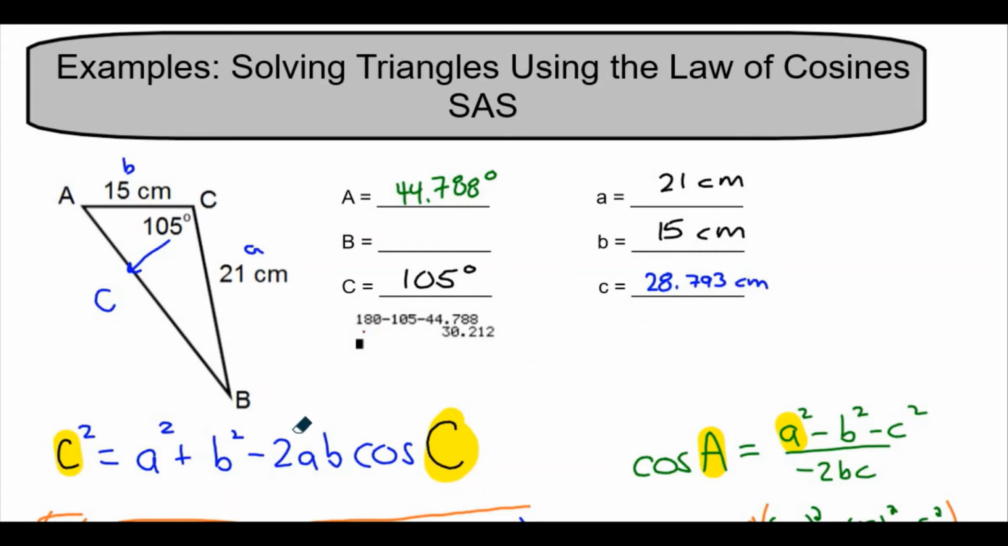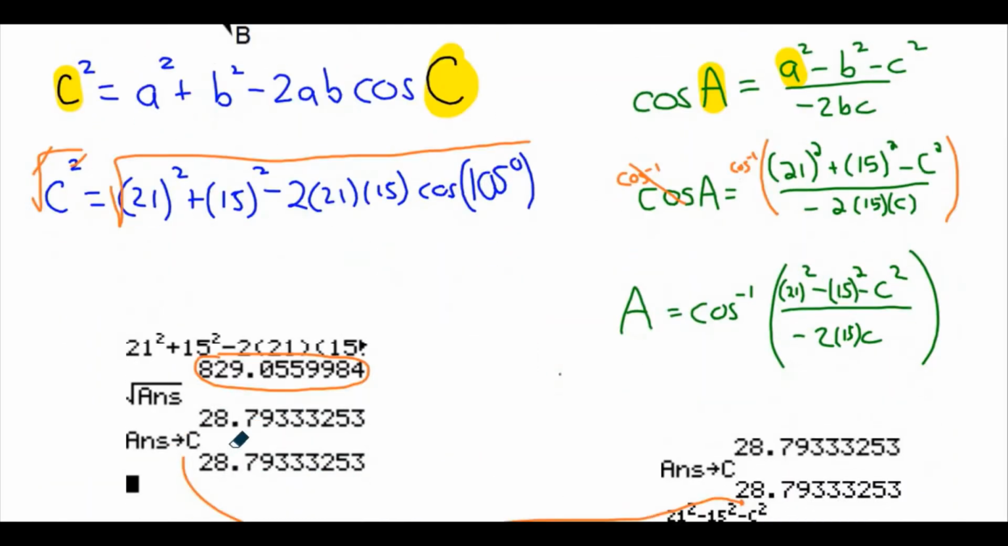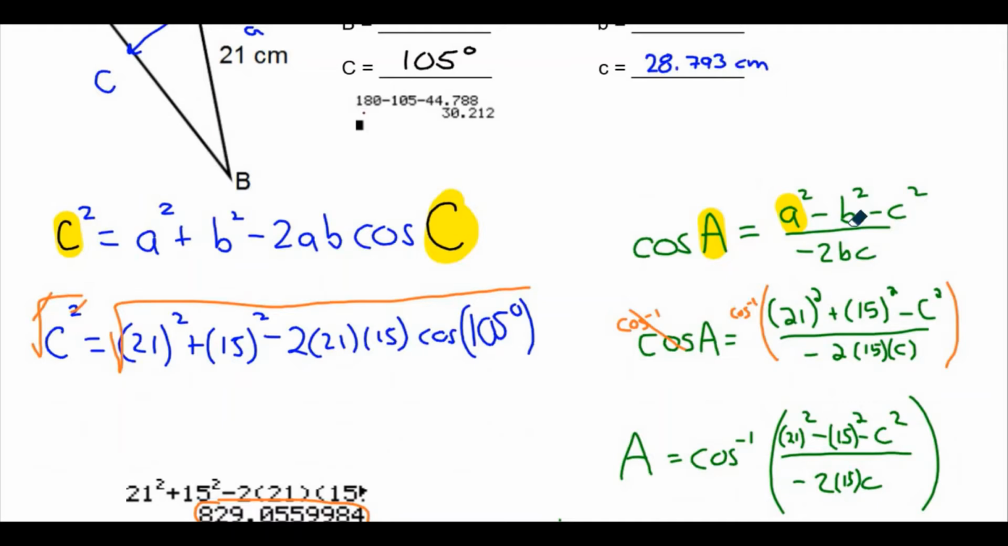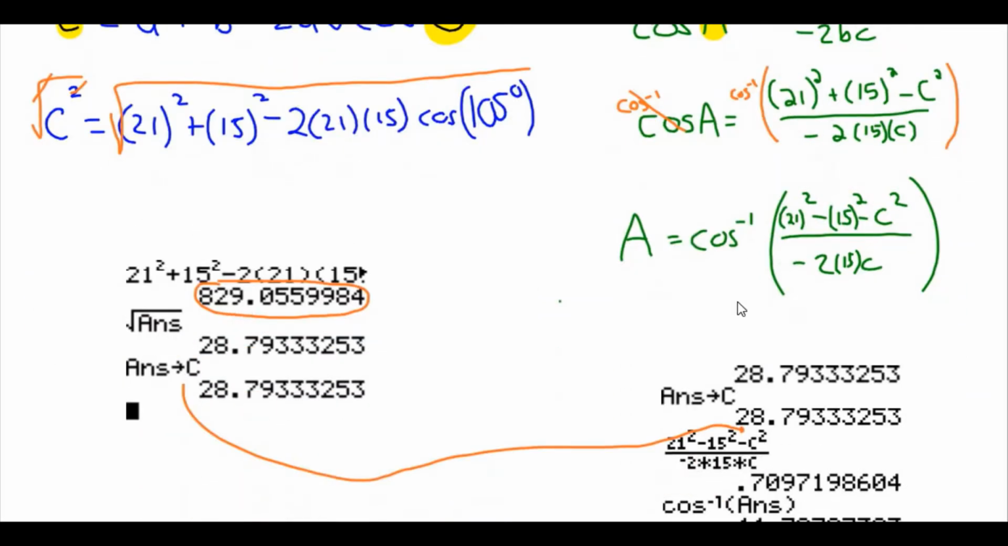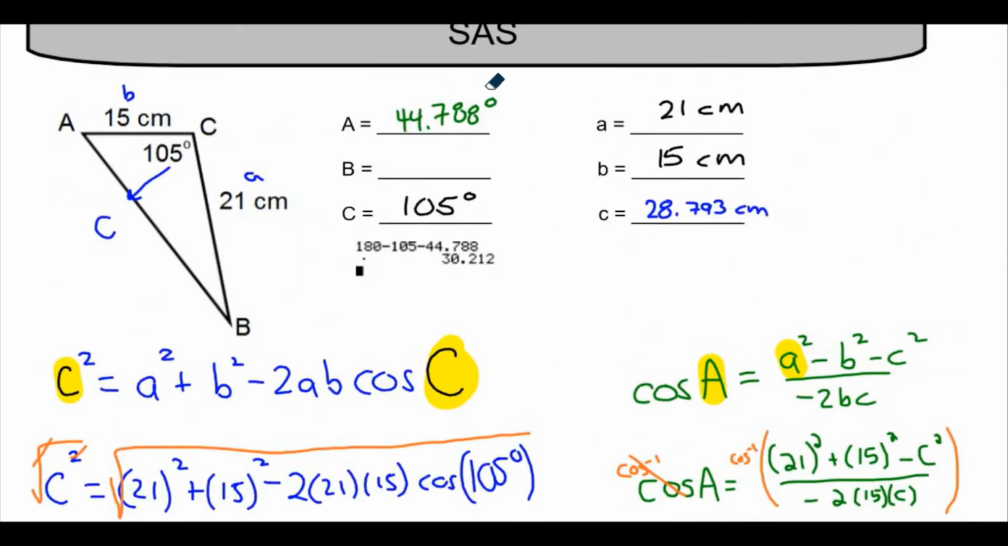And then this one I got from the blue work here for the Law of Cosines for sides. I got it right there, 28.793. And then the 44.78 degrees I got from working through the Law of Cosines for angles, not forgetting my inverse cosine, and I got it right there. Please don't forget your degree symbol. So the question is, what about B?